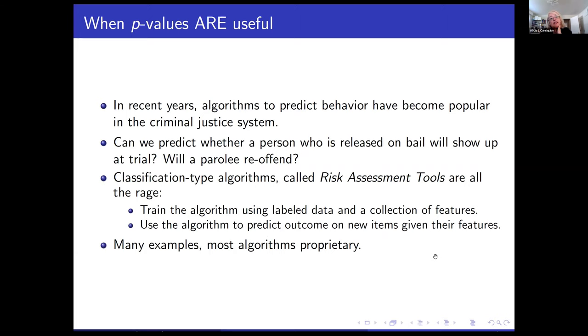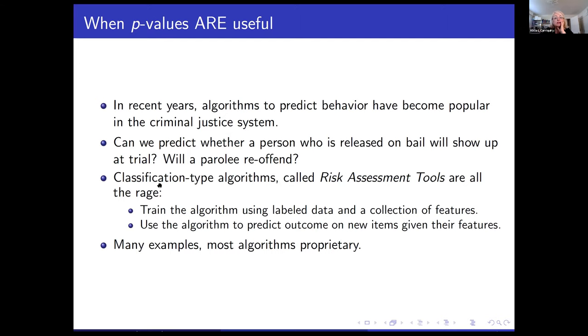I'll briefly talk about the second part of my talk. I have only a few slides here. This is when p-values could be useful as a sentinel statistic, as I mentioned earlier. In recent years, I'm sure everybody has heard about algorithms used to predict behavior, and these have been very popular in the criminal justice system recently. These algorithms predict whether a person should be released on bail, or whether a person should be offered parole. They are called risk assessment tools in the criminal justice system, and they're all the rage.